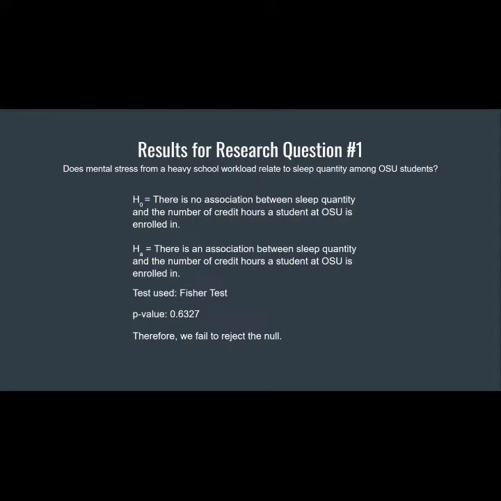using answers from the survey asking how many hours of sleep one gets per school night and how many credit hours they are taking. These questions were multiple choice. We used Fisher's test because sleep quantity and credit hours were both categorical variables. We found a p-value of 0.6327, which means that we would fail to reject the null hypothesis, which was that there is no association between these two variables.